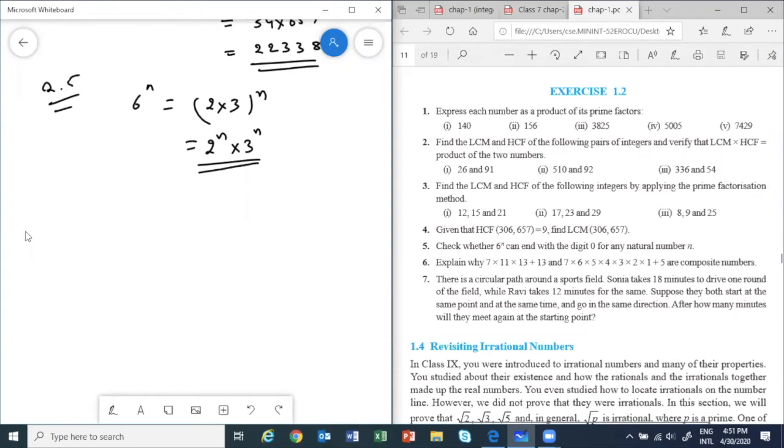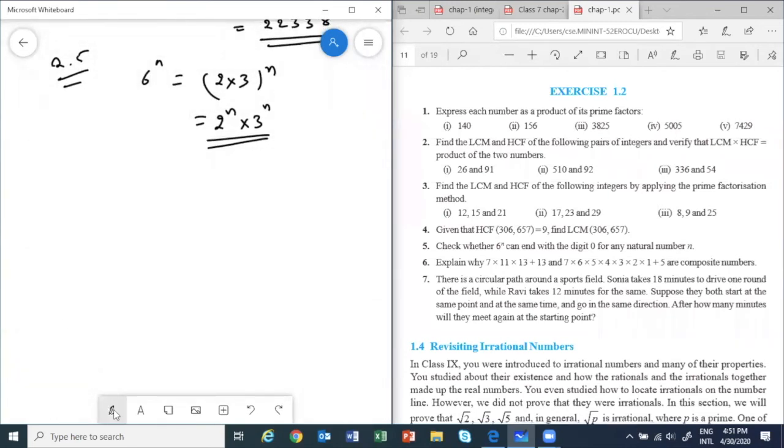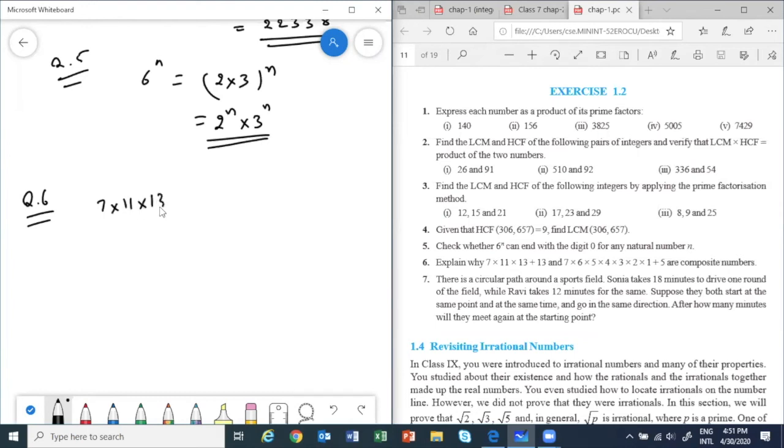Okay, let's do question number 6. Try to understand what they're saying. We have to explain why 7 into 11 into 13 plus 13 and another number are composite numbers. Let's check this one first. We have to show they are composite numbers.